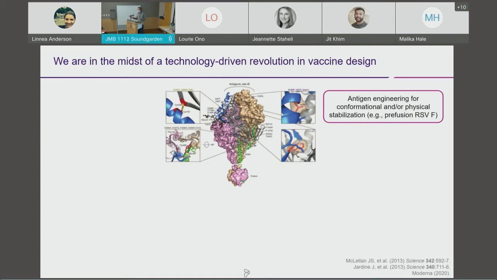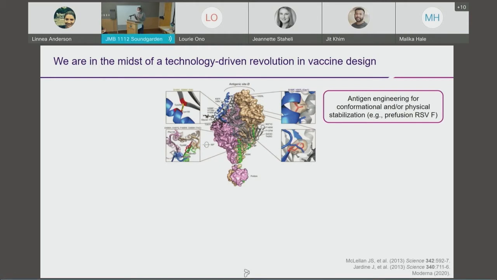So, I don't think I need to tell anybody this anymore, but we're in the midst of a technology-driven revolution in vaccine design. This has been happening over the last couple of decades, and it's really just been an absolute sea change, as epitomized by, I would say, the mRNA vaccines for COVID, right? So I'm highlighting on this first slide just a few examples, but there's really just a deep bench of new technologies that are being applied in vaccine design that are changing the game.